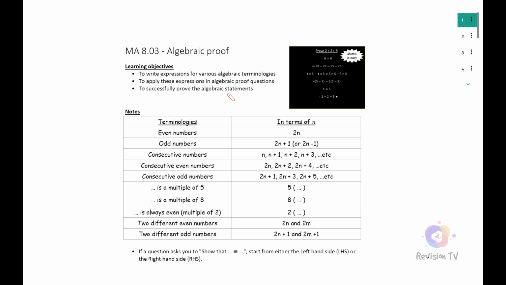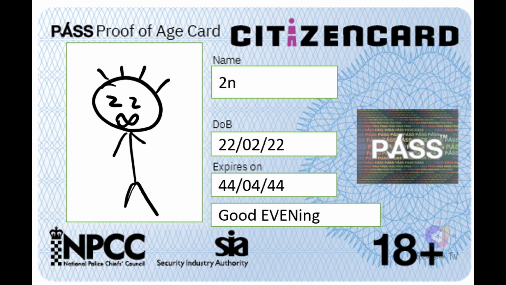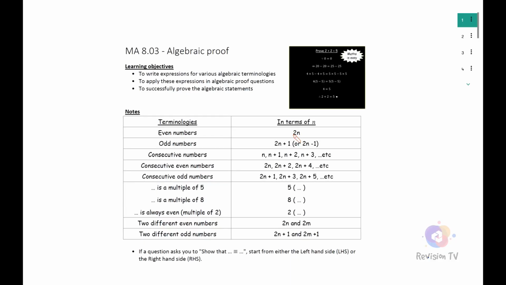Before we dive into terminologies, we have to understand why there are different terminologies. First of all, even numbers are like having an ID on the person. So how do you prove you are an even number? In the algebraic world, imagine there's a world where only algebra walks everywhere. How do you prove you are an even number? On your ID, you will have a 2n. Show me your ID right now.